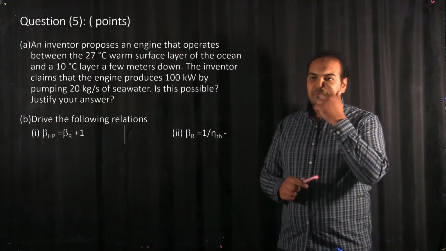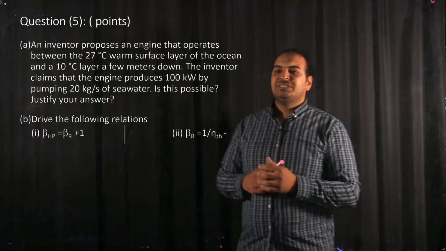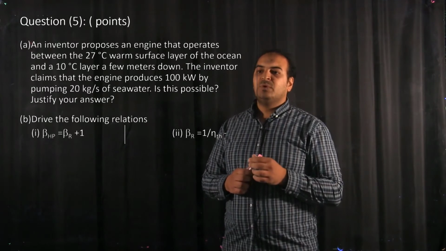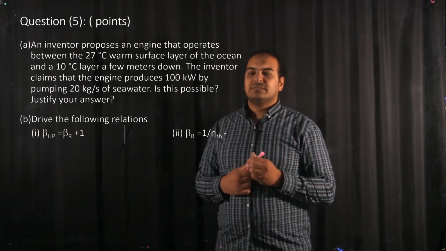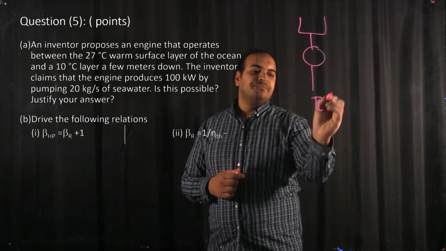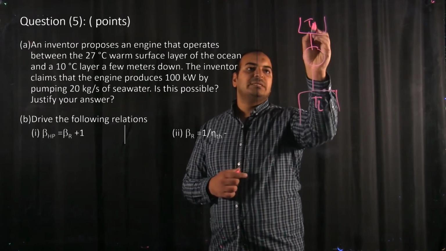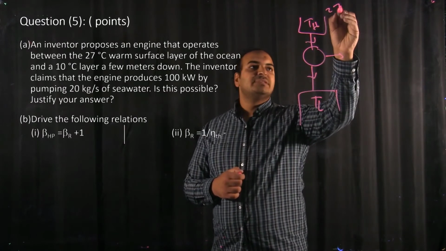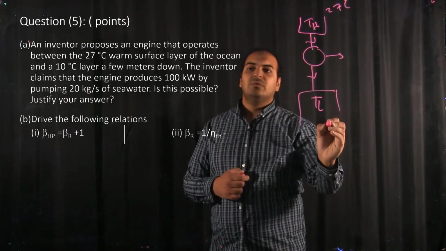So problem number 5, we have an inventor who proposes a heat engine. It means you can pay heat and get work between 25 Celsius and 10 Celsius. So you have T high and T low. He proposes that he's going to have an engine between these two. T high was 27 Celsius, T low is 10 Celsius.